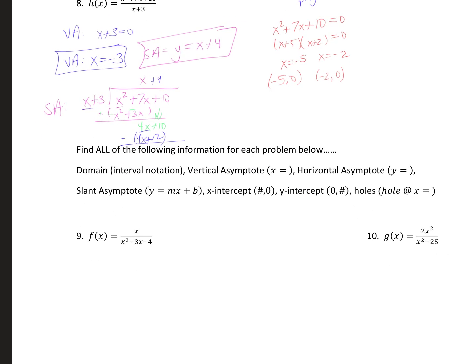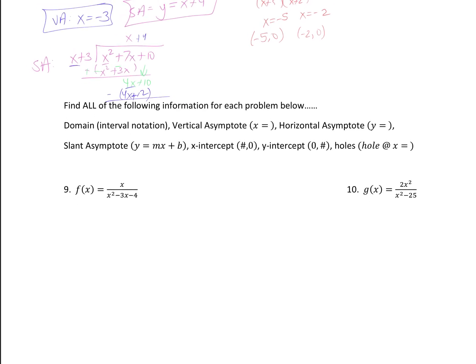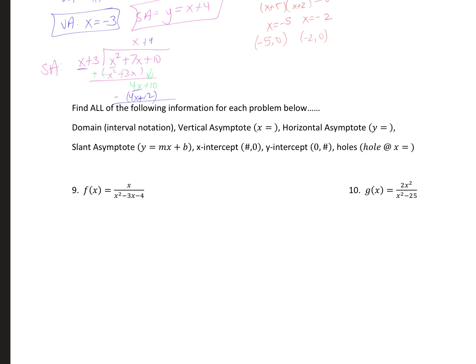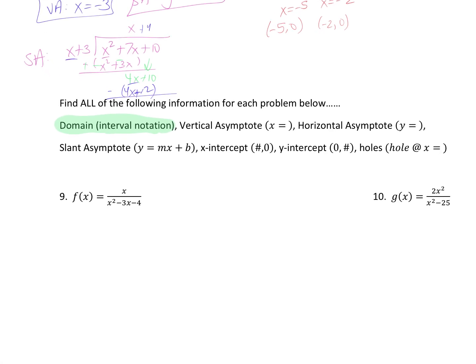All right, let's do these last ones, then we'll be done. I try to give you guys little hints here, some reminders about things that are super important. When you're asked to find the domain, it has to be in interval notation. When you're asked to find the vertical asymptote, it needs to be written as x equals. Horizontal asymptote needs to be written as y equals. Slant asymptote needs to be in y equals mx plus b.